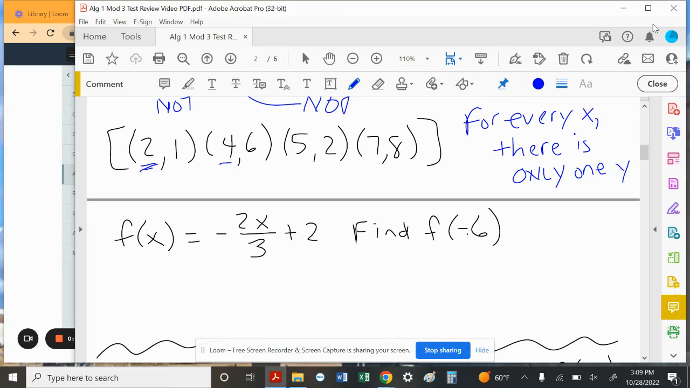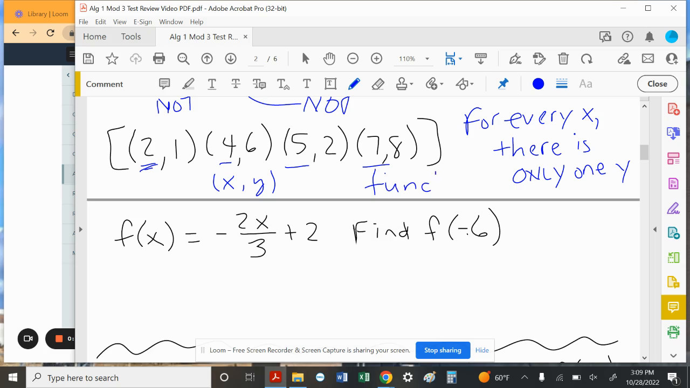last one. So now we're trying to figure out if this is a function or not. So we are just looking for repeated x's. Notice in this case we have a bunch of points. Here it is 2, 1, 4, 6, 5, 2, and 7, 8. Remember that x comes first, y comes second, always. That's always the way points are. And so are there any repeated x's? No. So therefore, this is a function.